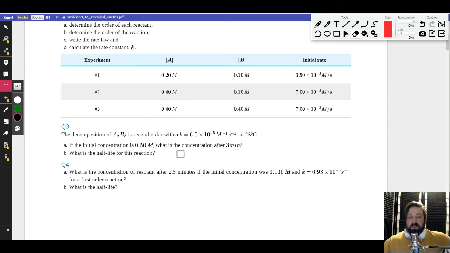Questions that are similar to this, where you need to figure out the order and use the integrated rate law to determine concentrations.